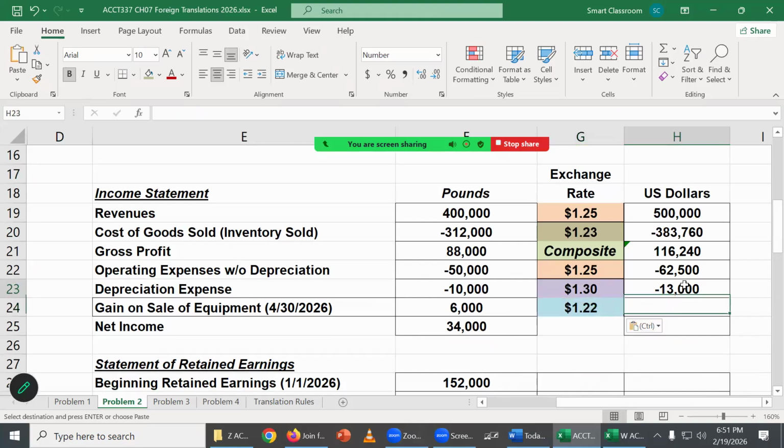Look how much fun this one is compared to the other one. The other one was boring. This one's exciting. Okay, so gross profit.